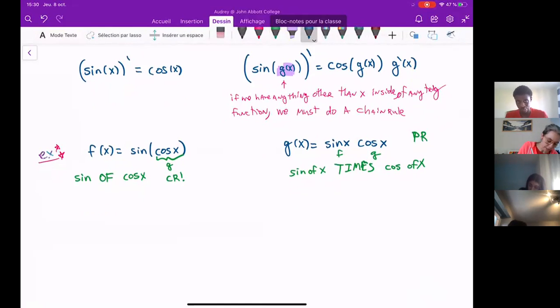Let's do the derivatives then. So this one would be a chain rule. So I'm going to say the derivative of sine is cosine. So I do my derivative, I don't touch what's inside, and then I pull out the derivative of the inside.